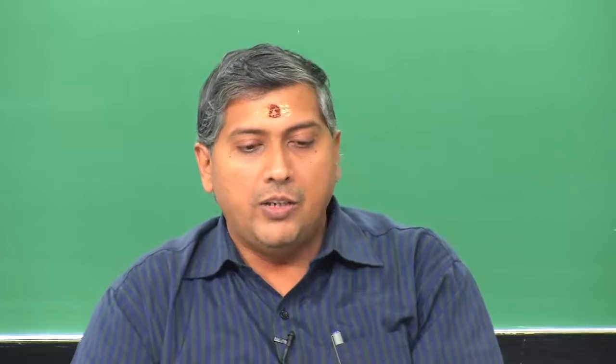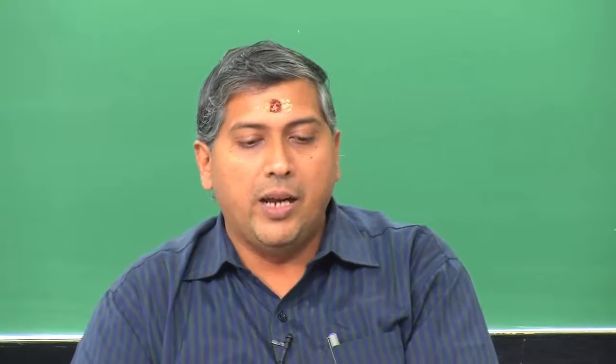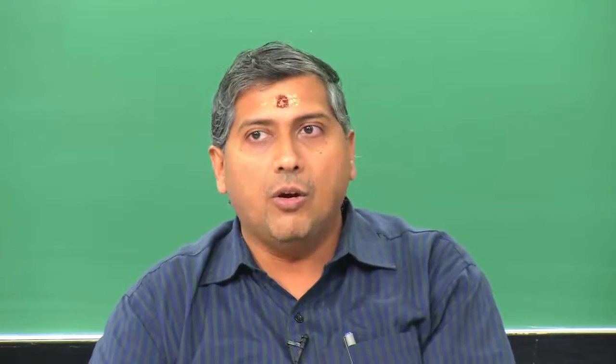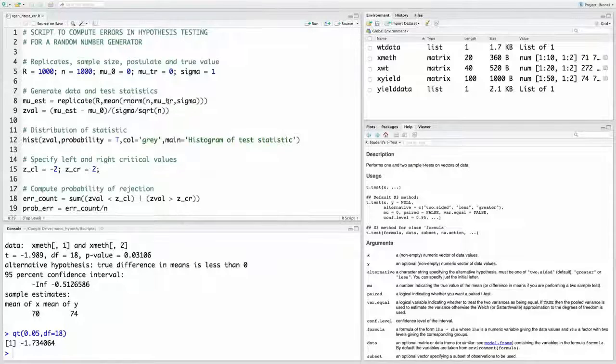I can even change it to -3 and 3 or -1 and 1, but because it is a Gaussian distribution, it is a symmetric distribution, the critical regions also have to be symmetric on either side of the postulated value. So, let us say I choose 2, and that is plus or minus 2 as the critical values.